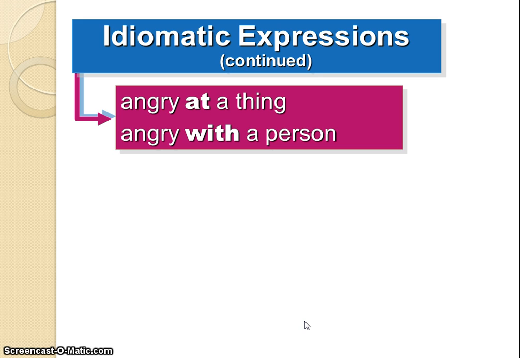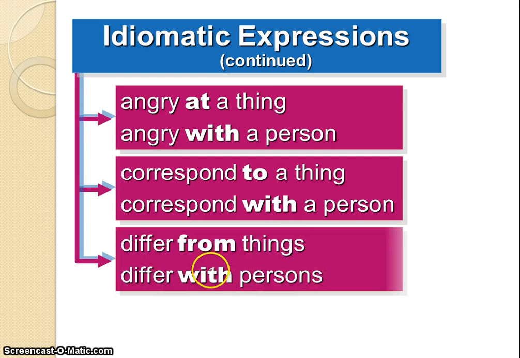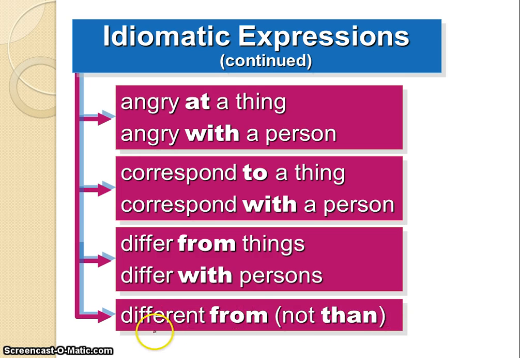We can be angry at a thing or angry with a person. Now, showing all these, make sure that you determine what you're talking about and use the correct form. We correspond to a thing or we correspond with a person. We differ from things, but we differ with persons. And we're different from, not different than.